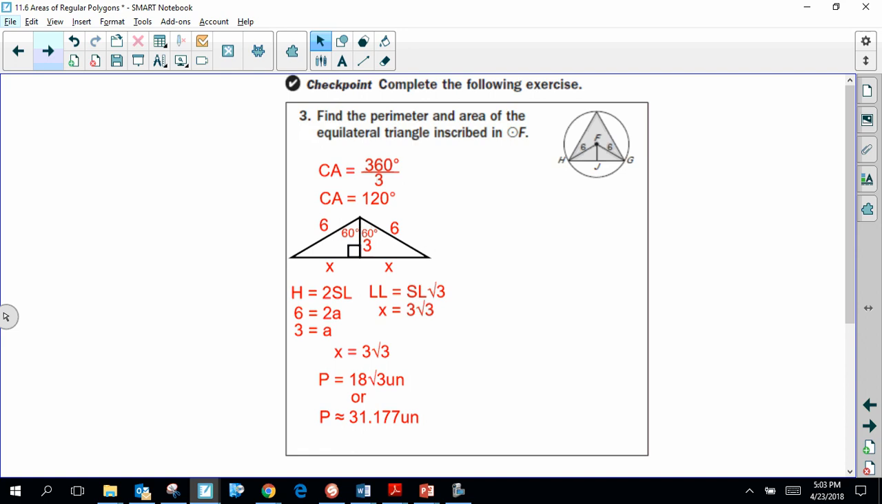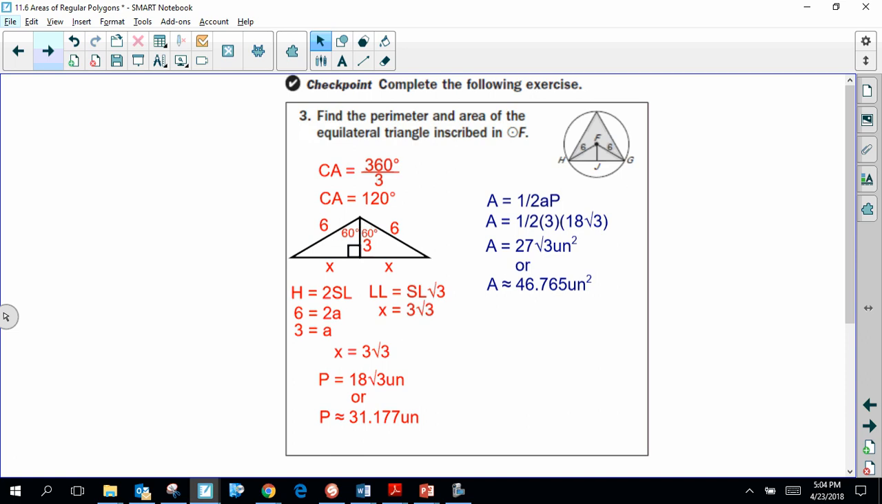And the long leg has to be the short leg times the square root of 3, so the long leg is 3 radical 3. So that means the entire side is 6 radical 3. So 3 of those, 3 times 6 radical 3, gives me the perimeter of 18 radical 3 units, or about 31 units as an approximated decimal number. So now we're going to find the area. The area is 1/2 times the apothem times the perimeter. So 1/2 times the apothem of 3 and the perimeter of 18 radical 3 gives us 27 radical 3 units squared, or roughly almost 46.8 square units for the area of the triangle.